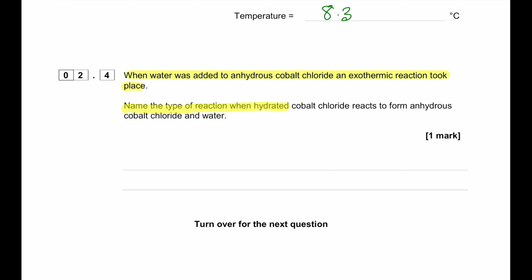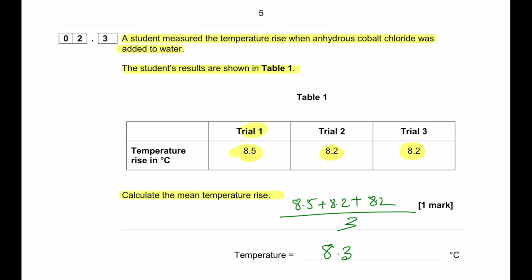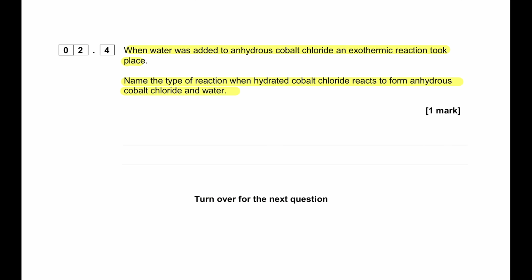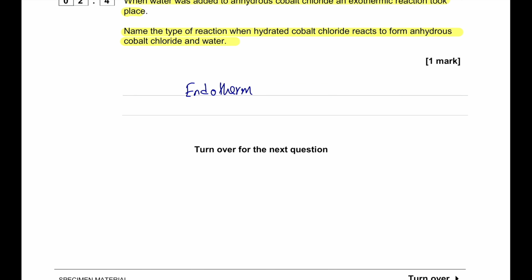Name the type of reaction when hydrated cobalt chloride reacts to form anhydrous cobalt chloride and water. If a particular reaction is reversible, then going forward, for example, going from anhydrous to hydrated is exothermic. Then the reversible reaction going from hydrated back to anhydrous will be endothermic. So it will be endothermic.